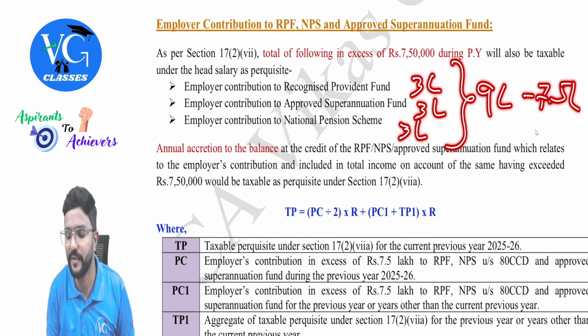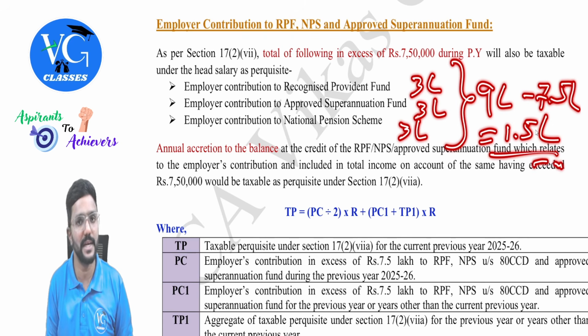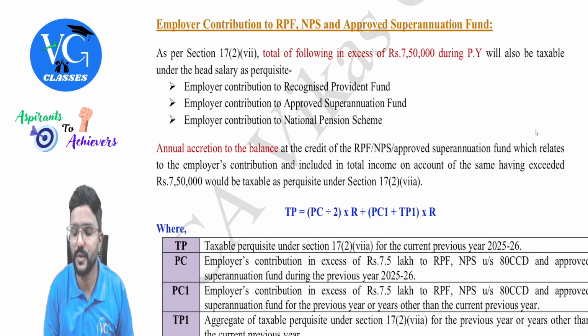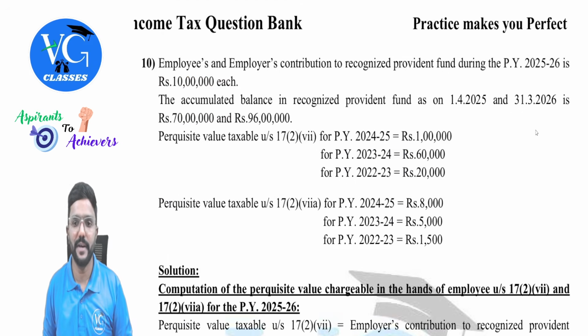In excess of 7.5 lakh, how much is there? 1.5 lakh. It will be taxable. If all three are there, consider all three. If any one or two are there, then consider only those. Is that clear? And in this question, only recognized provident fund is there.